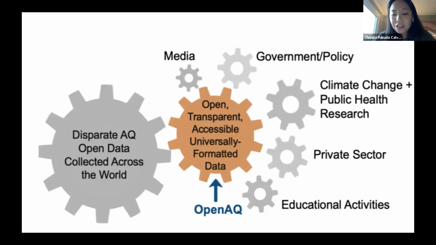In order to tackle these challenges, we've created the OpenAQ platform, which takes disparate air quality data from across the world and harmonizes it into an open, transparent, and accessible, universally formatted data platform. This platform can be utilized downstream by a number of different users, including media and data journalists who are interested in data-driven coverage around air pollution, government and policy folks, researchers who are dedicated to advancing our understanding of public health and air pollution exposure, the private sector, those engaged in low-cost sensing spaces, and of course education, to share and raise social awareness around air pollution.